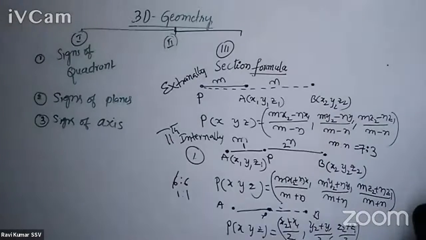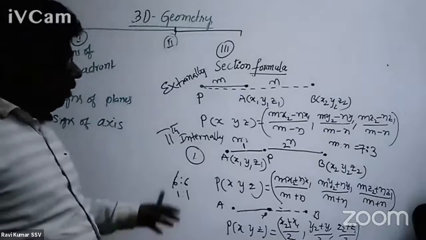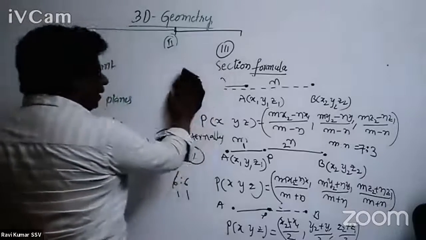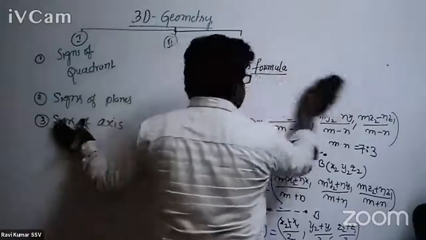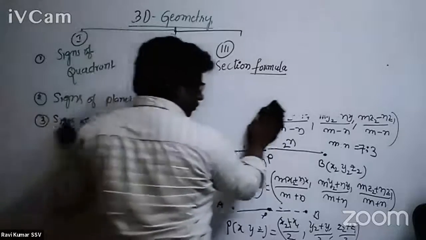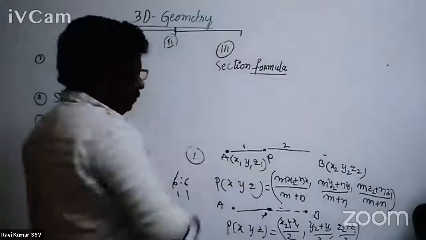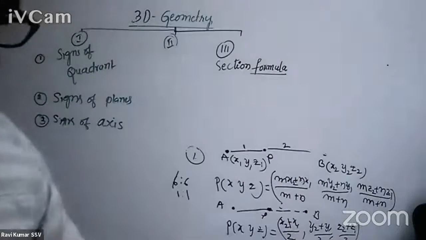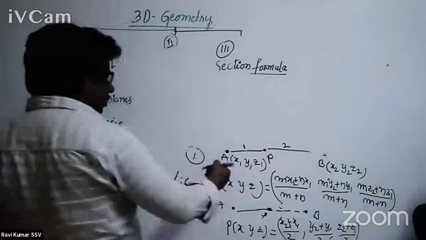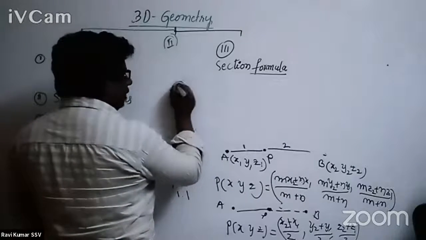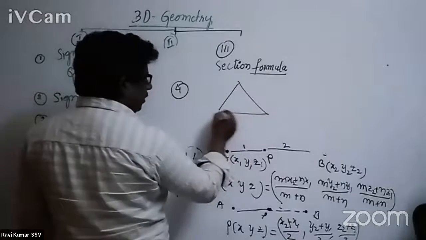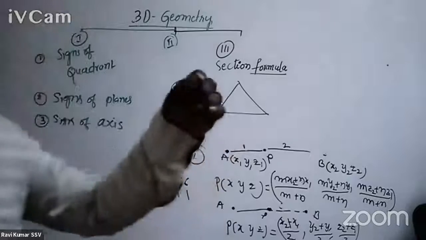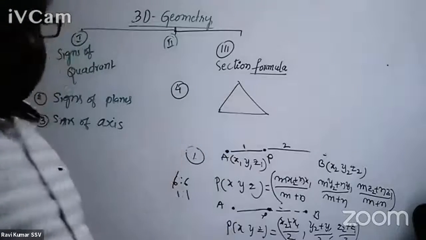By using this section formula, we can find one more formula. I'm writing it directly. If you need the derivation, let me know. The next formula is related to the triangle only, the center of the triangle. This is the fourth formula, the centroid of the triangle. What is the centroid of the triangle? It is exactly the point at the center of the triangle.